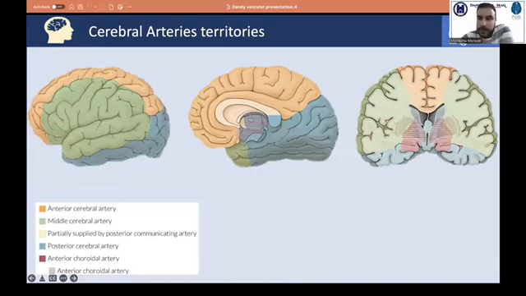This is the coronal section. The green area represents the MCA supply, the lateral surface. The anterior and medial surface, in the yellow, is supplied by the ACA, and the posterior and medial surface is supplied by the PCA. These are the main cerebral arteries.